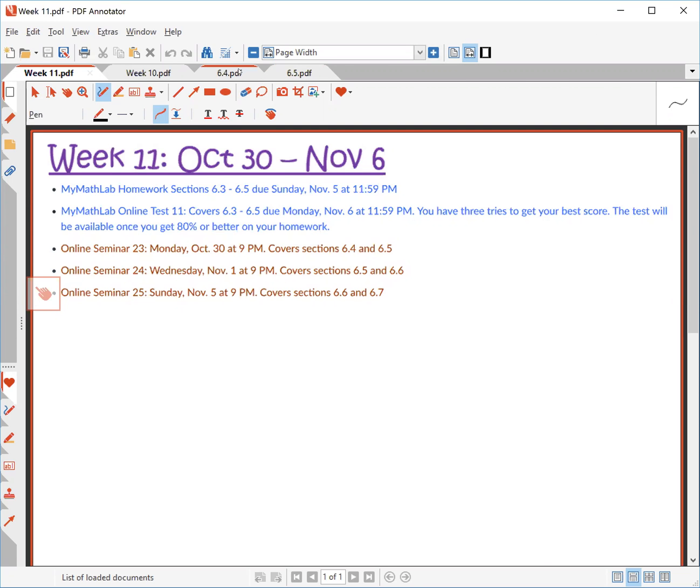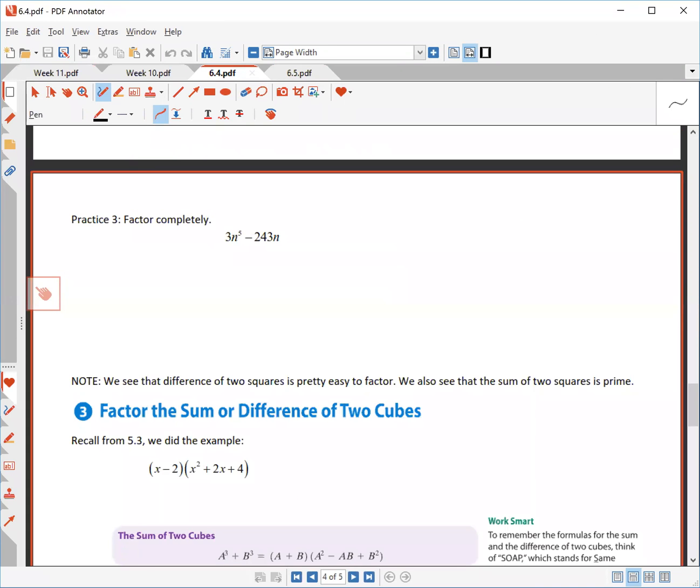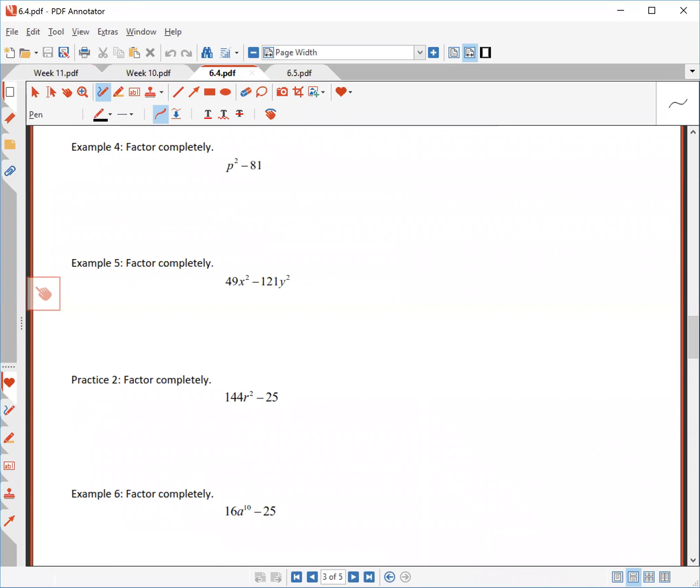All right, so 6.4. We finished off with factoring all these binomials. We have a difference of squares as a binomial, so we need to be able to recognize perfect squares.